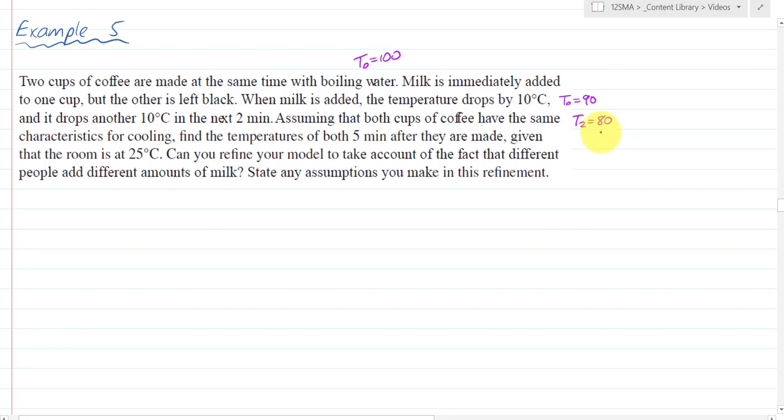Assuming both cups of coffee have the same characteristics for cooling, find the... Now, I'll just make a note of that. The same characteristics for cooling, and that means that k is equivalent. That's what that's saying. Same characteristics for cooling.